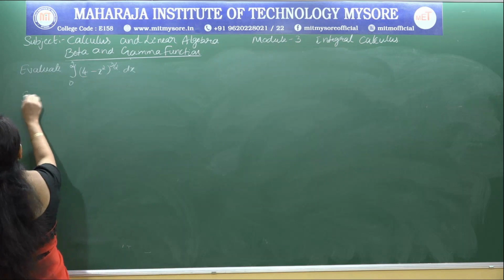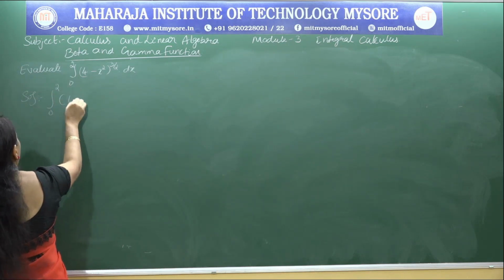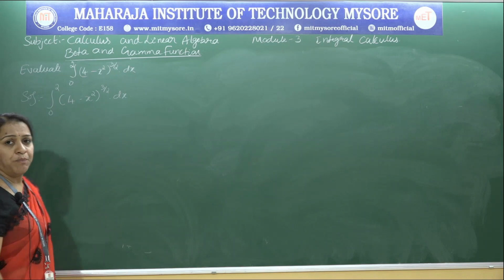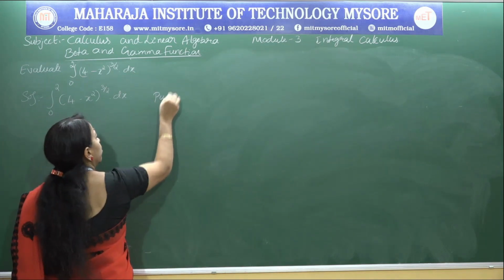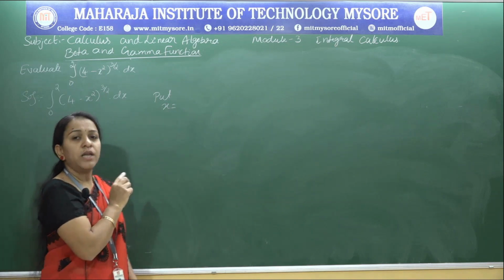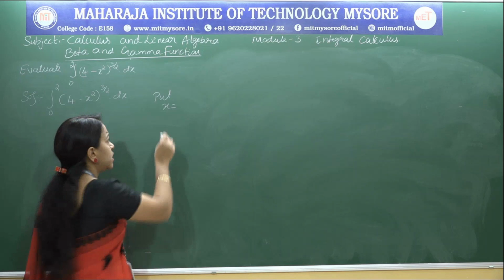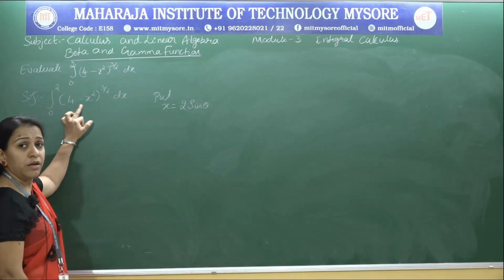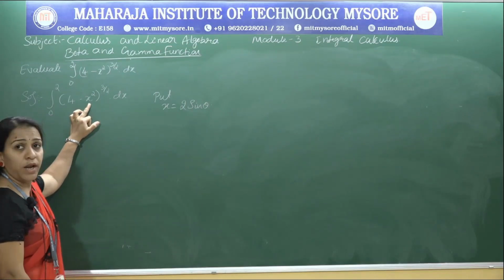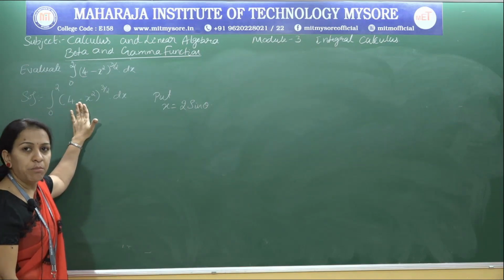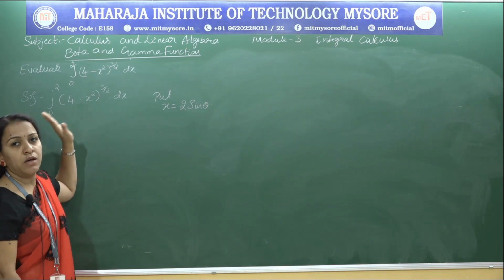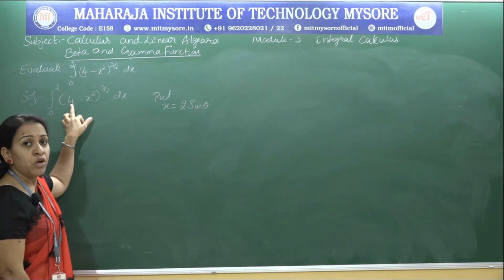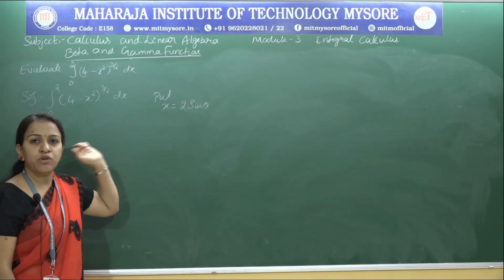So, substitute. Consider the given problem: integral 0 to 2, 4 minus x square whole power 3 by 2 dx. The upper limit should be 1, but we have 2. If we have 2, then put x equal to a trigonometric function, either sine or cos. So I substitute x equal to 2 sine theta. Then in place of x square I will get 4 sine square theta, so I can take out 4 common and I am left with 1 minus sine square, which is cos square. So in that way we should substitute. If you have 2 in this place, then you will have 4, so you have to consider x as 2 times sine theta.